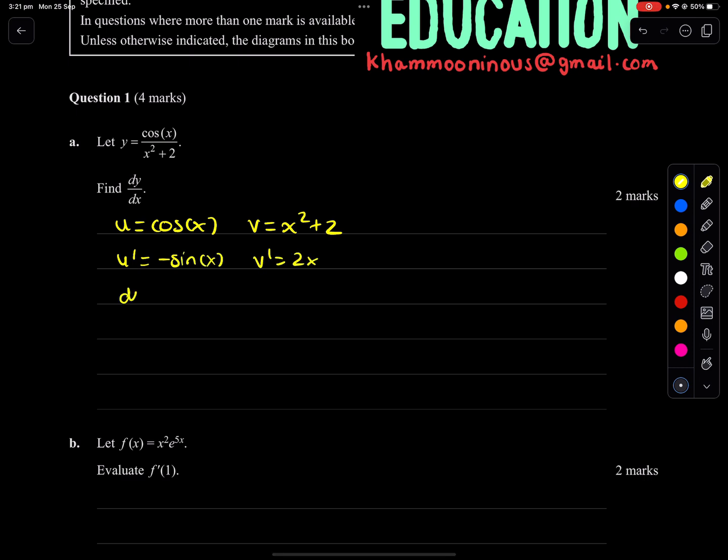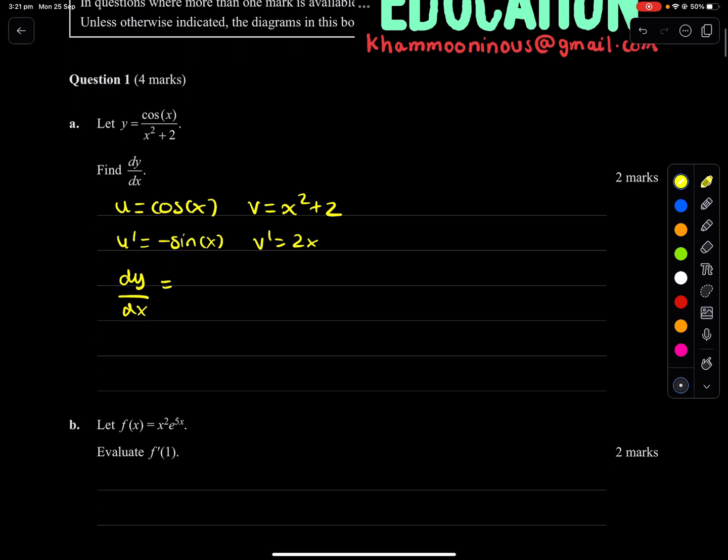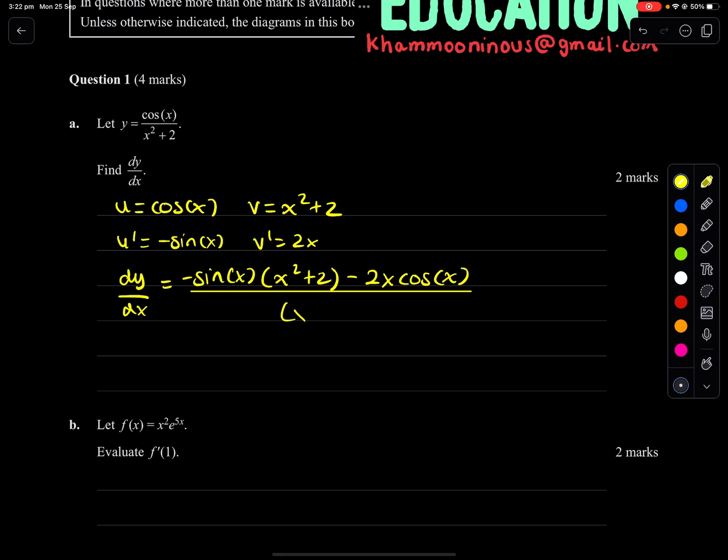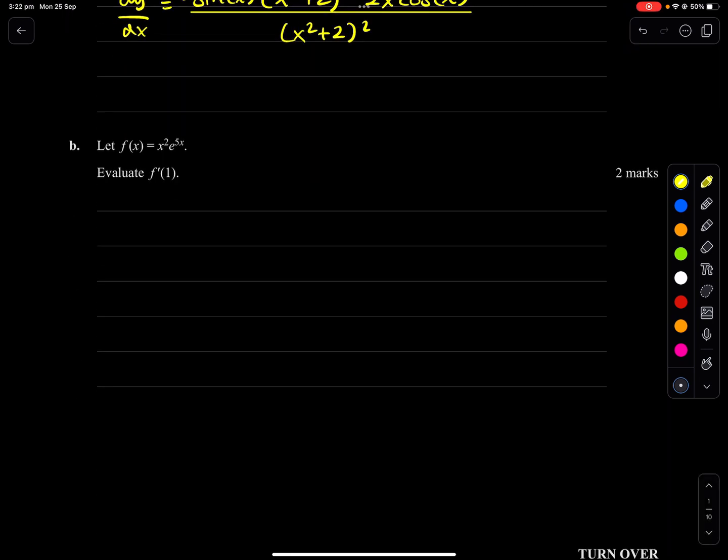So we can say that dy dx is negative sine x times x squared plus 2, minus 2x cos x, all over v squared, which is x squared plus 2 squared. Done.